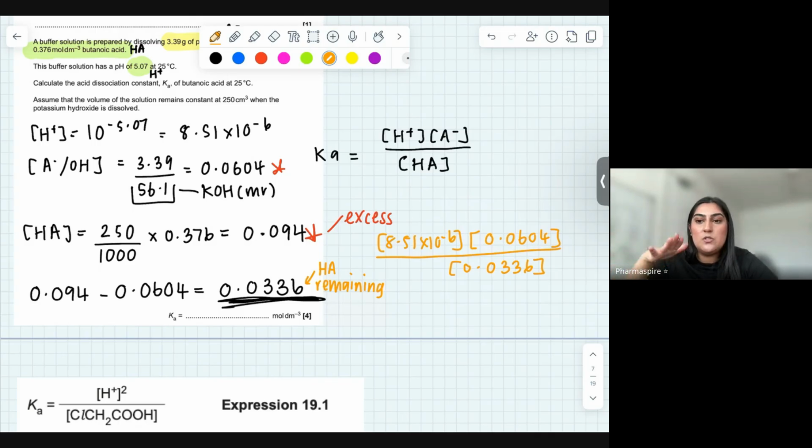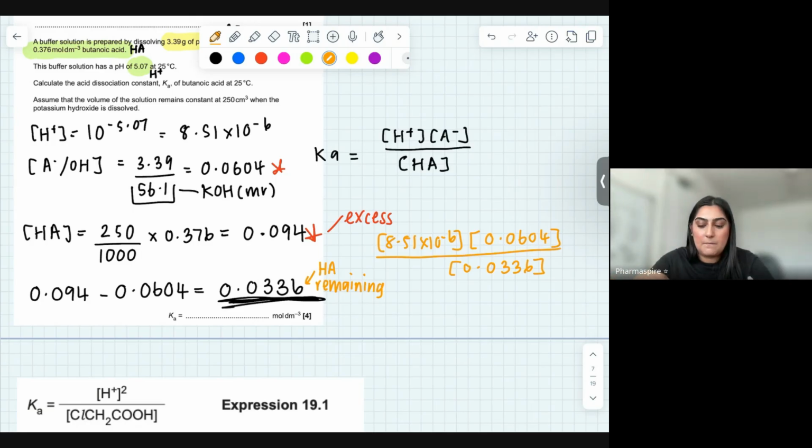The reason why we don't have to do volume and we can use moles is because everything has the same volume. Overall, the buffer has the same volume. So when you put it in, it's going to cancel out anyway. All your volumes will cancel out when you work it out. That's why you can get away with using moles. If you have different volumes for your buffer, then I would recommend using concentrations. Does that make sense why you can use moles over concentrations?